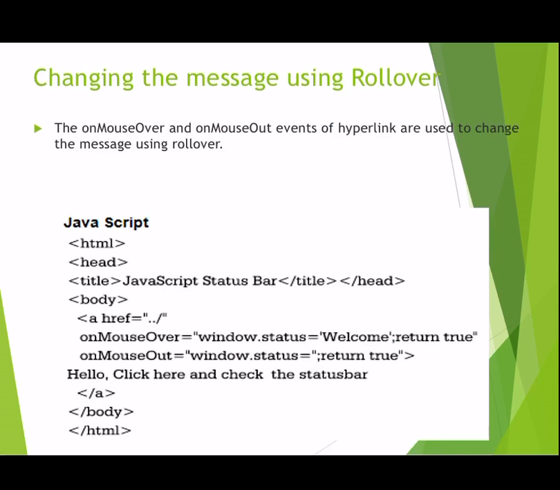The next slide is changing the message using rollover. Now we are going to change the message that is displayed on the status bar, and for that we are going to use a rollover. As you all know, in a rollover we use two events, onMouseOver and onMouseOut. Here we are going to use both events in order to change the message displayed on the status bar. I'll explain the output first, how to change the message, and then we'll discuss the code. See the output first.